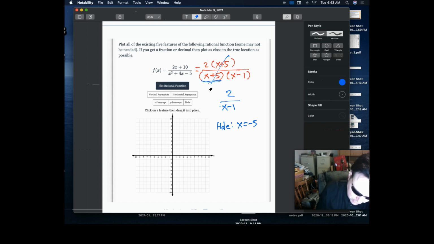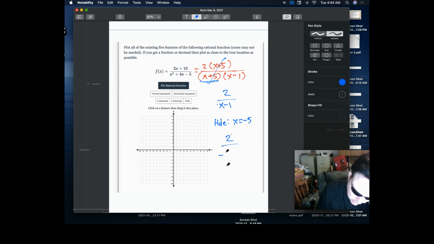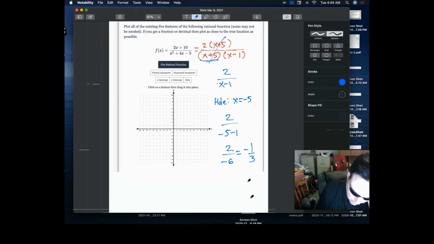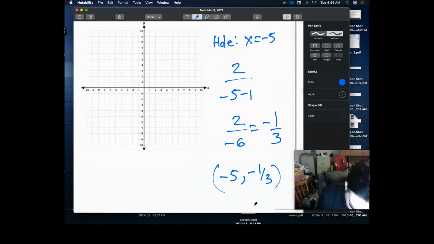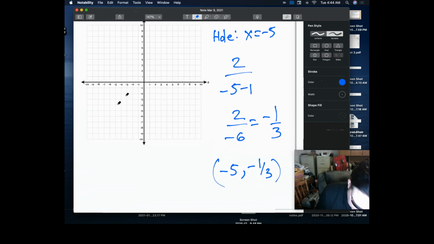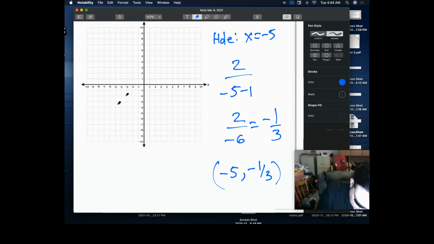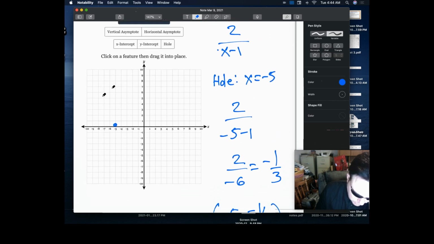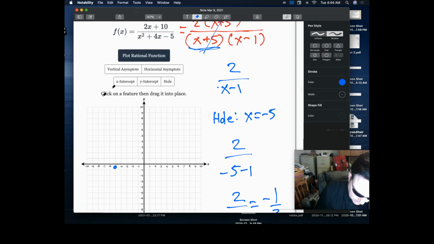I'm going to plug -5 back into the function that remains, and I'm going to get -1/3. This means that I have a hole at -5 comma -1/3. So we're going to go in here, and I'm going to attempt to do this. -5, -1/3, that's going to be right there. You get a hole.